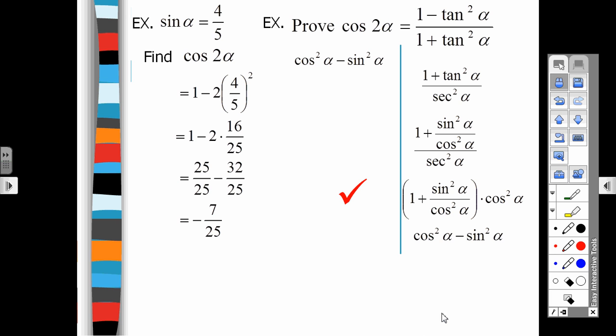Okay, so that is the list of your double angle identities, and you should get some good practice in utilizing them.